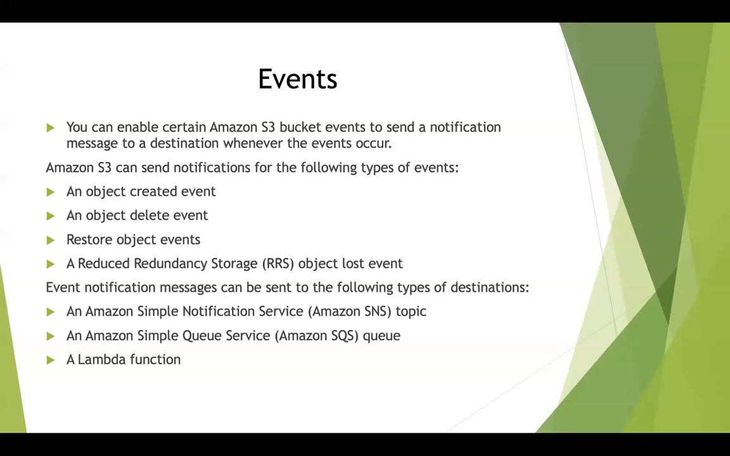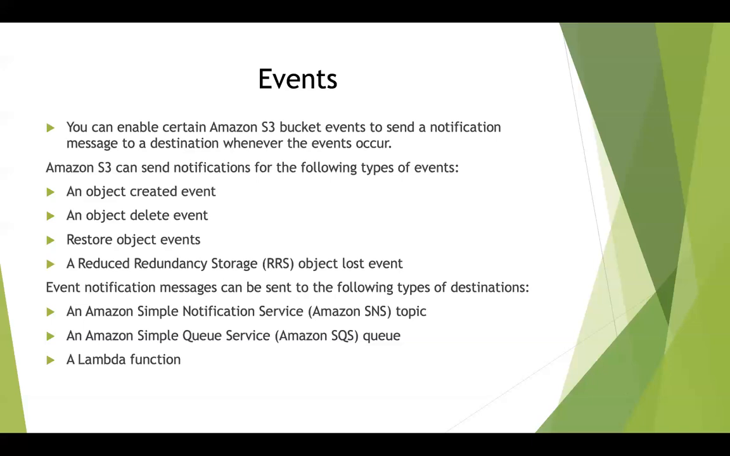Okay. So the four different events for which you can trigger a notification are an object created event. You can do it for an object delete event. You can do it for a restore object event, in the sense that when you restore an object from Glacier storage class to an S3 storage class, you will be able to get an event notification. And even when you use reduced redundancy storage for any scenario and your object is lost, you will be able to trigger an event.